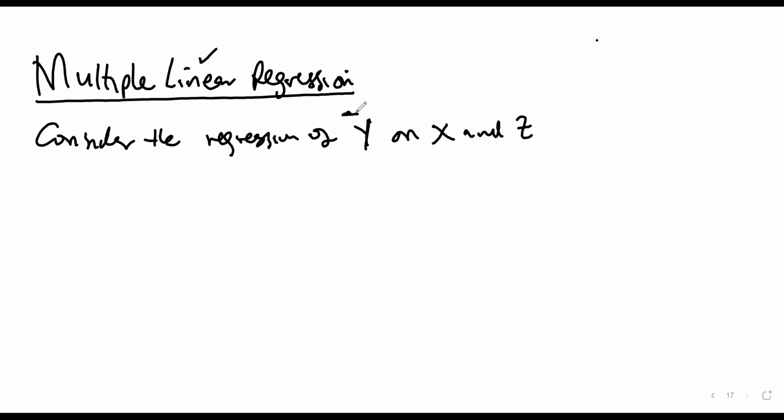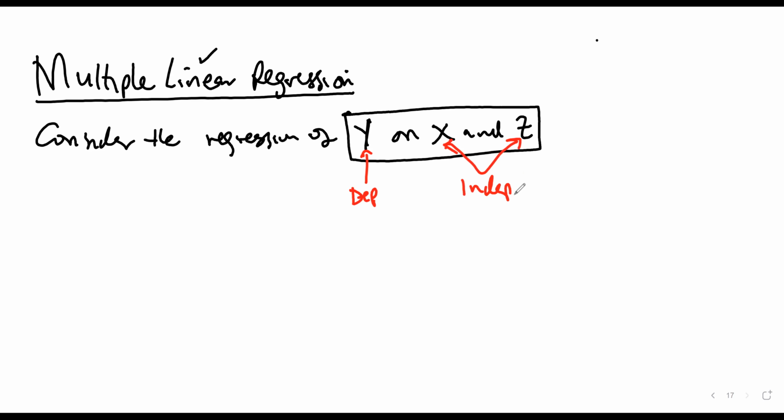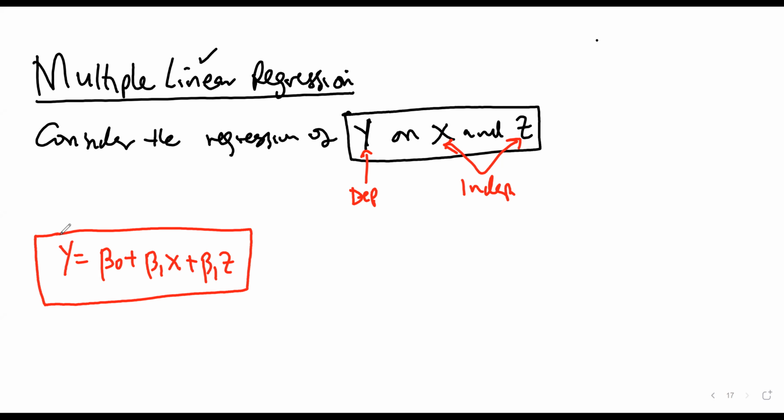So if this is what you have, then you know that this is your dependent variable, and these two here are your independent variables. So you are regressing the dependent variable on a set of independent variables. In such a case, the required regression equation is of the form y is equal to beta naught plus beta 1 of x plus beta 2 of z, where y is your dependent variable, and x and z are the independent variables.